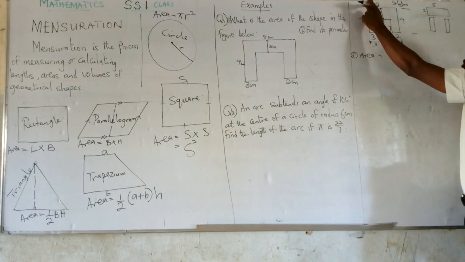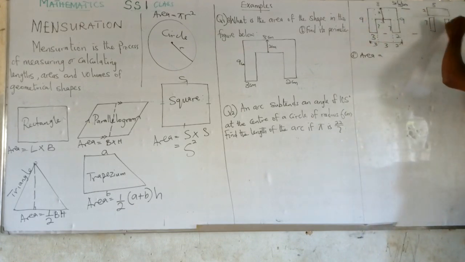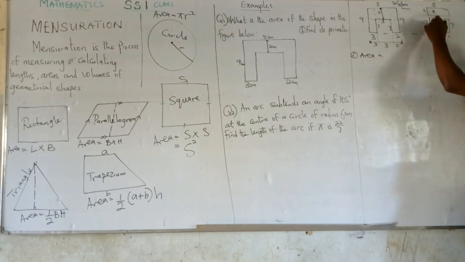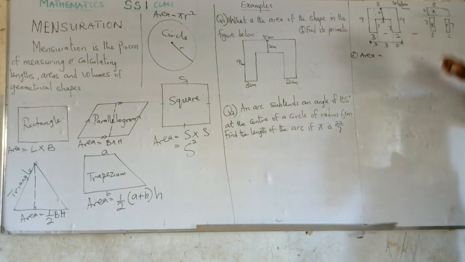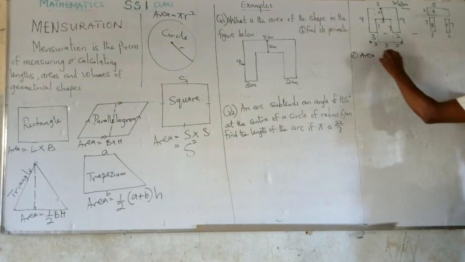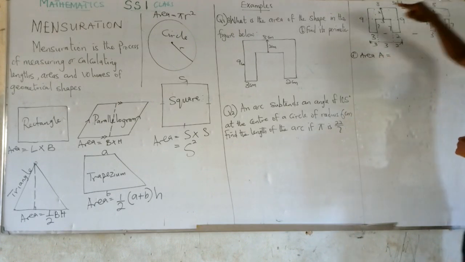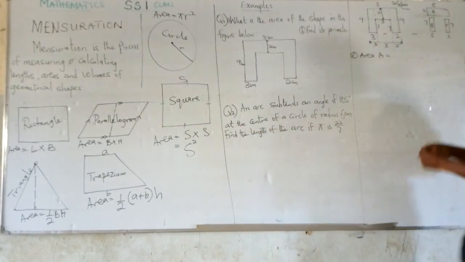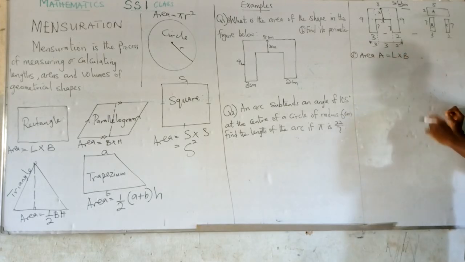Now everything here is supposed to be 9. We have removed 2, which is 7. So this is also 7. Remember, this part is what? 3, and here is what? 2. We can call this one A, we can call this one B, we can call this one C. So let's start with area A. If you look at it very well, what is the name of this shape? It is what? Rectangle. And the formula for calculating the area of a rectangle is length times breadth.